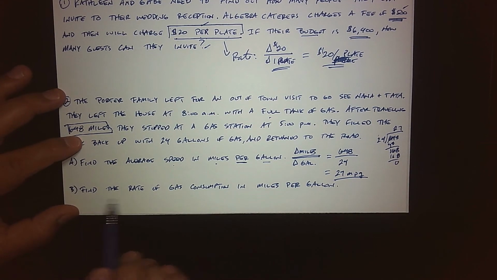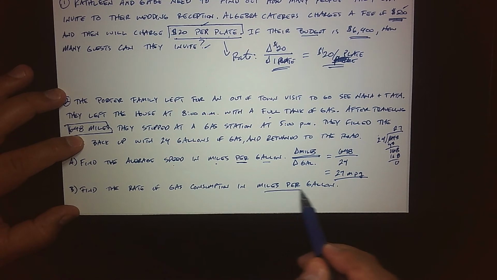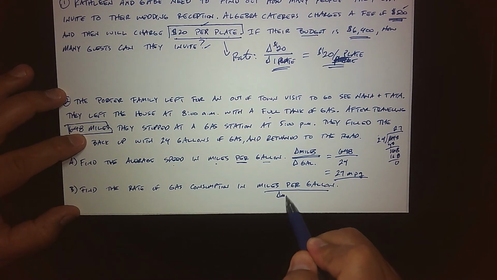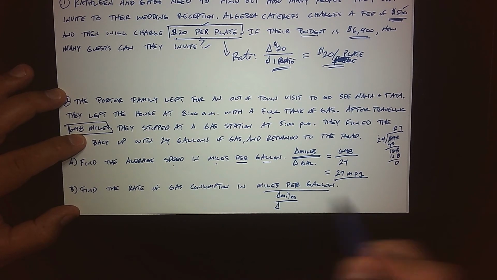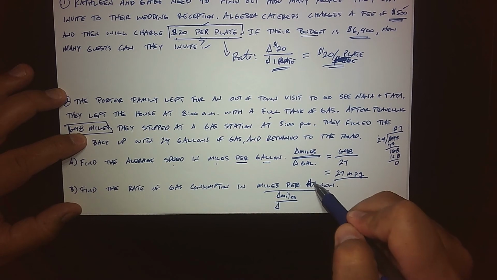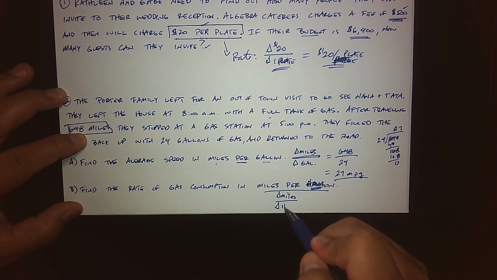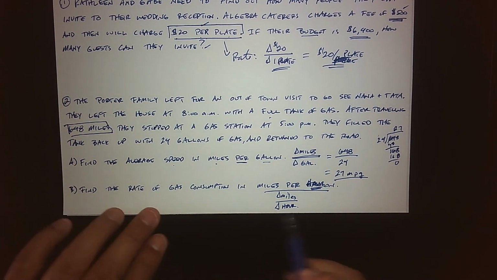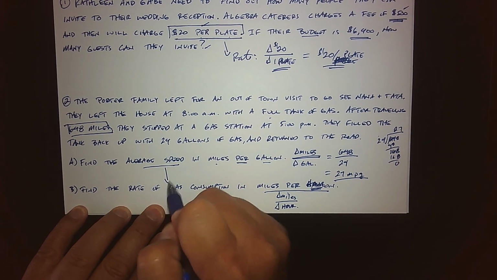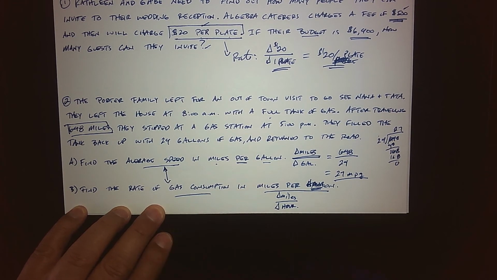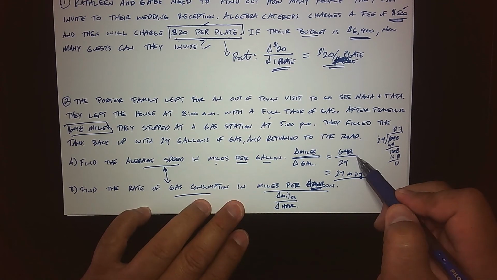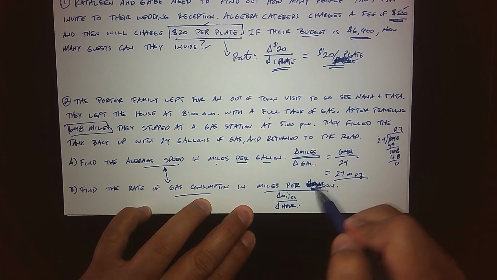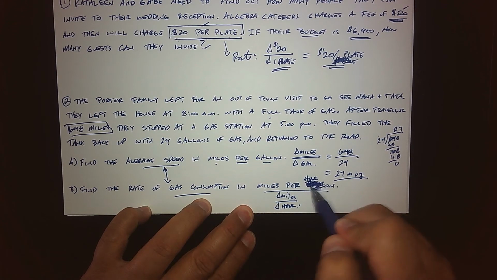So the next one: find the rate of gas consumption in miles per gallon. Again, we're asked for a rate, and the language tells us what's changing. We have a change in miles divided by a change in hours. Oops, let me fix that. Actually, I think I really screwed this up because there's speed and there's gas consumption. So let's just flip these two. We have the gas consumption up here, and now we're trying to find the speed in miles per hour. I've got to pay attention a little more closely.